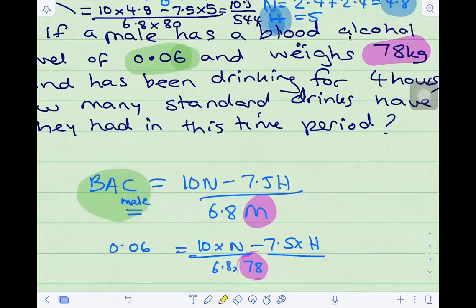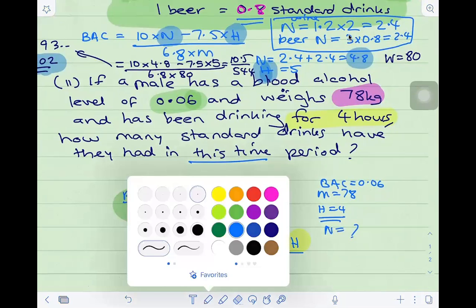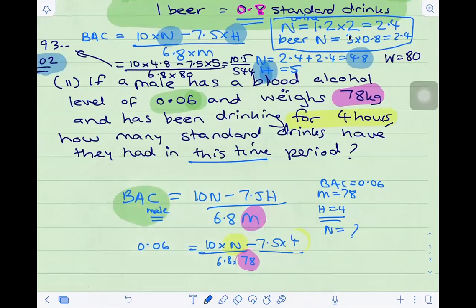And then the next one, what else do we have? We're trying to work out how many standard drinks. How many hours have they been drinking for? 4. So that means the H will equal 4. So we've got the mass is 78, the BAC is 0.06, and H is 4. And what do we want? We want how many standard drinks, so we're actually after N. In place of the H, I'm just going to put 4.